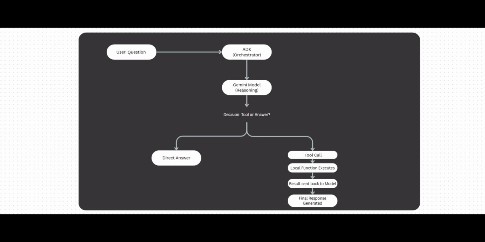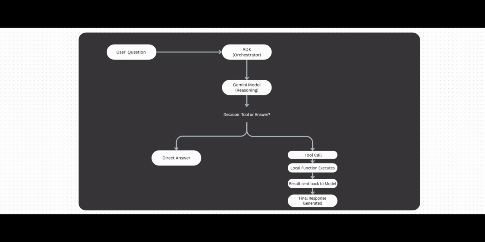Then this request first goes to the agent, which is built in the Google ADK. Remember, the agent is not the brain, it's just an orchestrator. Then the agent receives the user question and forwards it to the Gemini model. At this stage, the model performs reasoning. It understands the intent, it checks whether a tool is required, and it decides between responding directly or calling a tool.